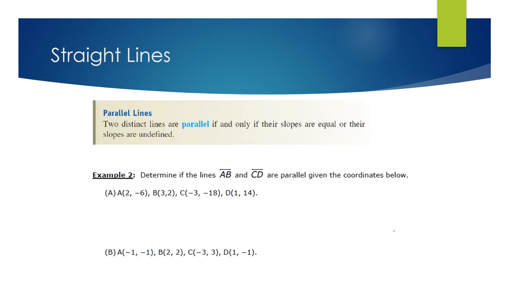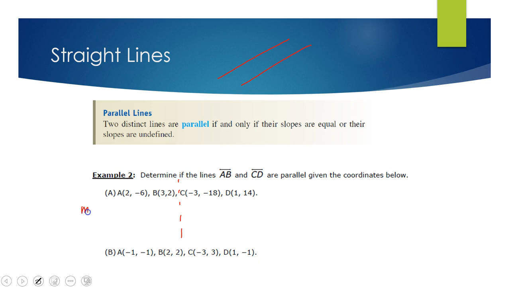Parallel lines. Lines are parallel if and only if their slopes are equal or their slopes are undefined. So basically, if they have two lines not touching one another, they have to have the same slope. And if one is vertical, the other is vertical. So they're asking the question here: are these lines parallel? And we want to do the slope of AB and CD.